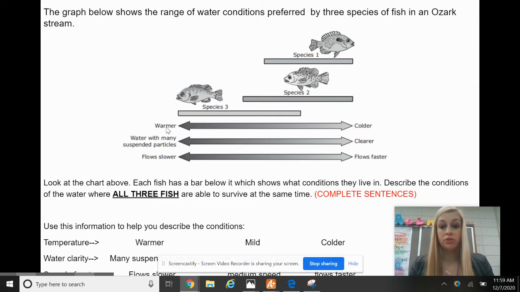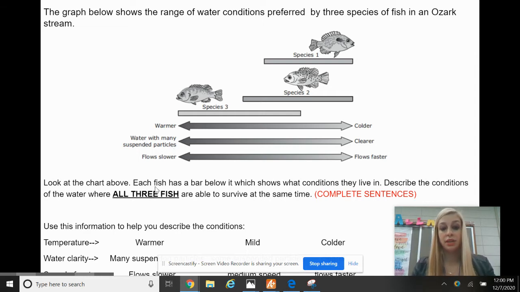The bottom arrows are like a scale. On the left, you have warmer to colder, water with many suspended particles to clear, flows slower, flows faster. You might not know what water with many suspended particles means, but you know what clear means. And these lines are obviously showing opposites. So if one side is clear, the other side must mean it's not very clear. Suspended particles means there's stuff floating in the water.